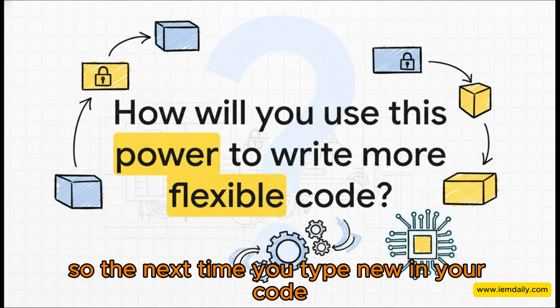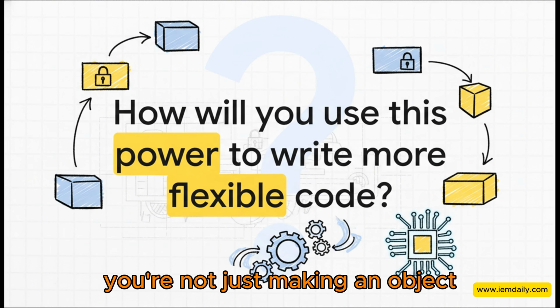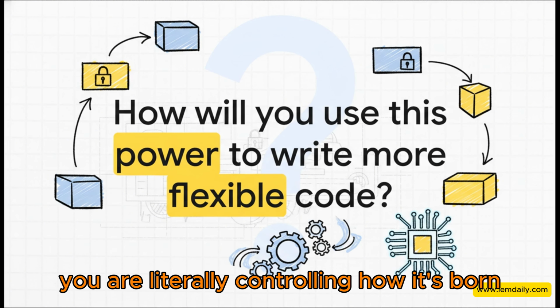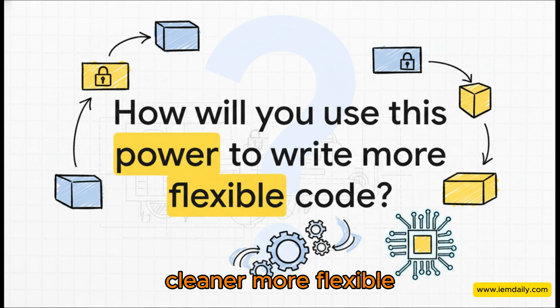So the next time you type new in your code, you'll know exactly what's happening under the hood. You're not just making an object, you are literally controlling how it's born. So the question is, how are you going to use that power to make your code cleaner, more flexible, and even more powerful?